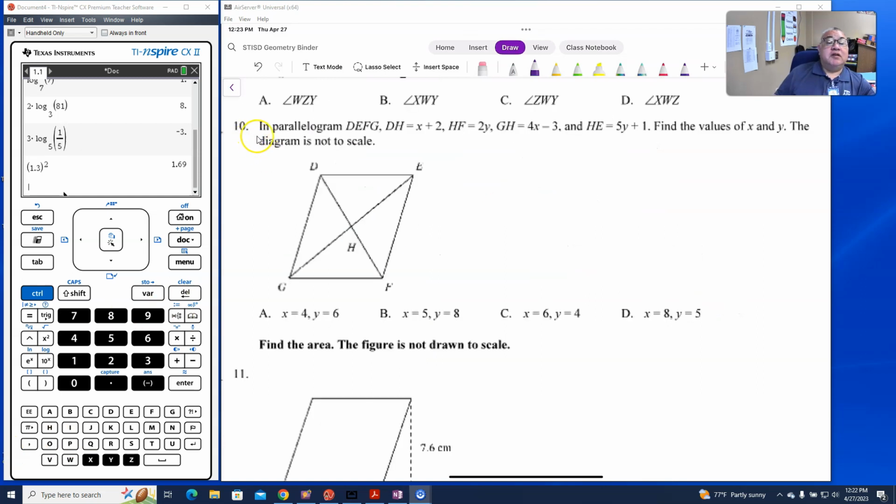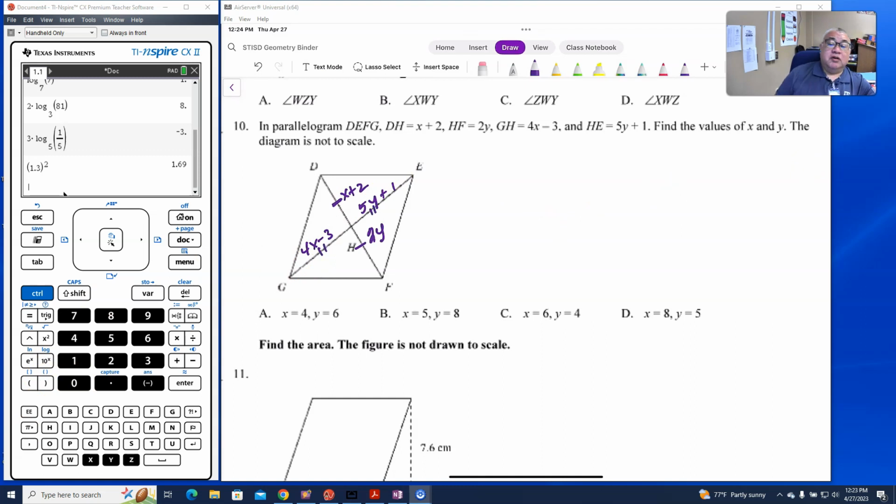For number 10, in a parallelogram DEFG, we have DH. DH is x plus 2. And we know that GH is 4x minus 3. And we know that HE is 5y plus 1. We need to find the values of x and y.